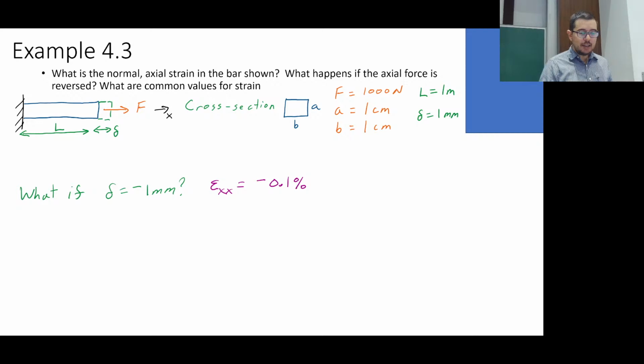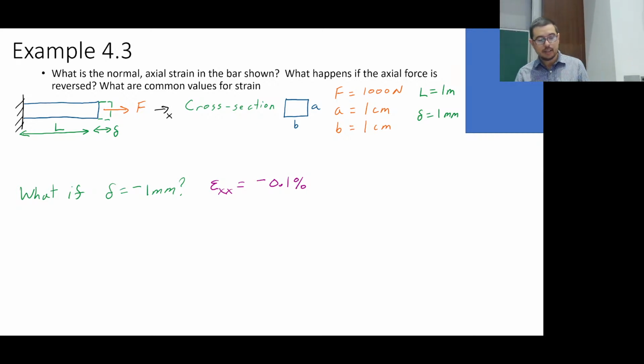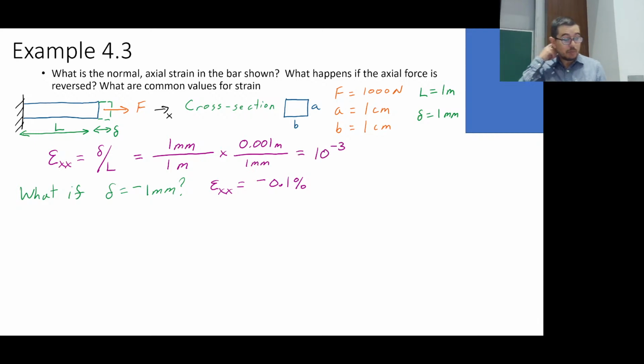So once again, you get a chance to look at some problems where we have some displacement, and we're going to figure out what the strain is. Here we could say epsilon xx is equal to delta over L. If I have 1 millimeter over a meter of length, so the length was a meter and the delta is 1 millimeter, then I have the opportunity to make sure my units are good, and it comes out to 10 to the minus 3.